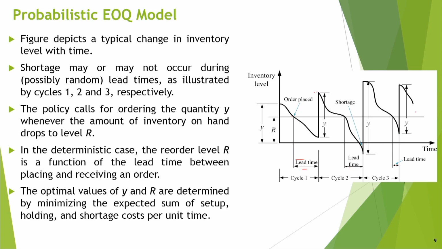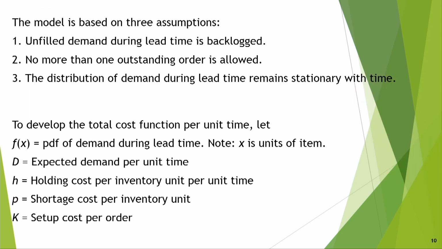In the deterministic case, the reorder level R is a function of the lead time between placing and receiving an order. You decide the reorder level based on the difference between placing and receiving an order. The optimal values of Y and R are determined by minimizing the expected sum of setup, holding and shortage cost per unit time. Here we will find the optimum values of Y and R, that is, what policy I should make.